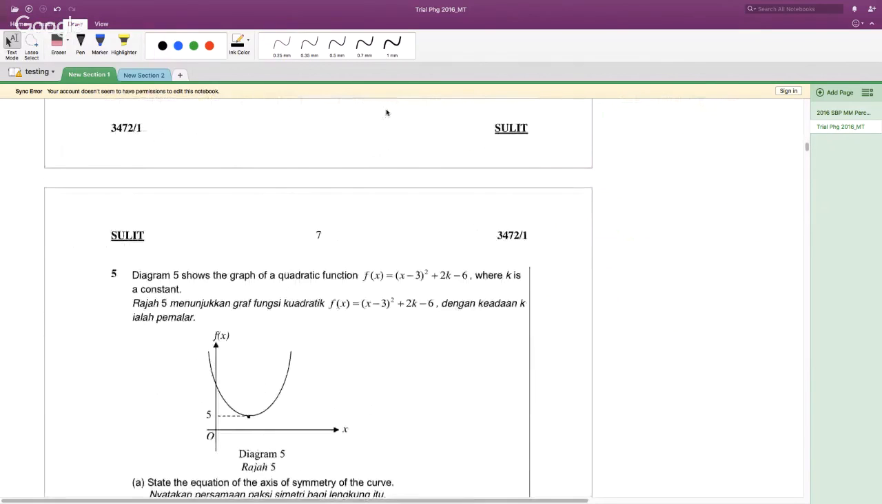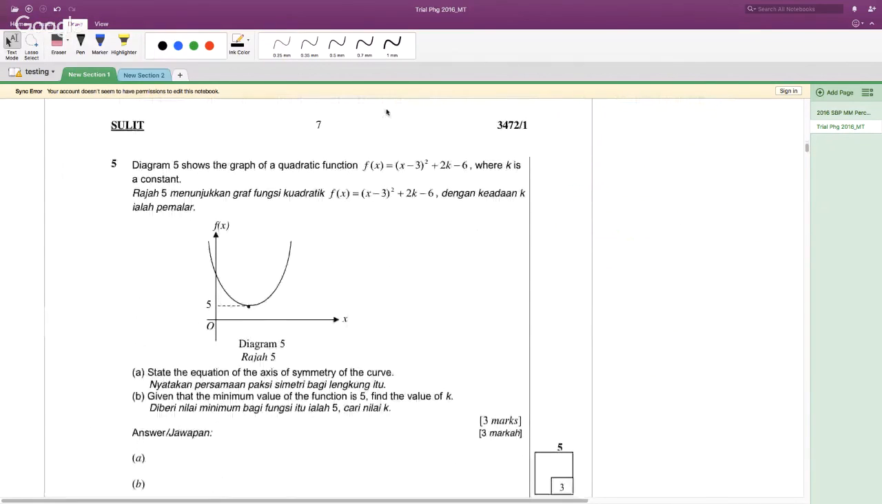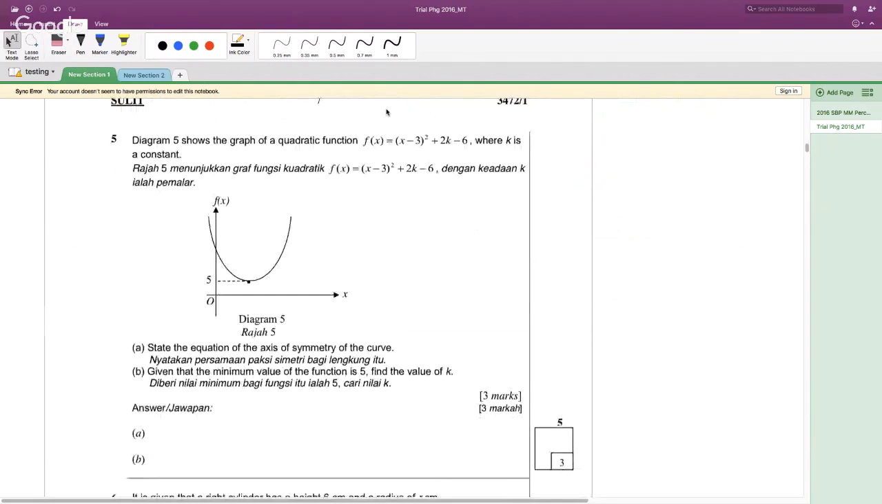Okay, so let's go to question number 5. Diagram 5 will show the graph of the function. You should feel very familiar with this equation because it's completing the square. Since this is completing the square, what does this equation actually tell us? Completing the square can always tell us the minimum and maximum coordinates.